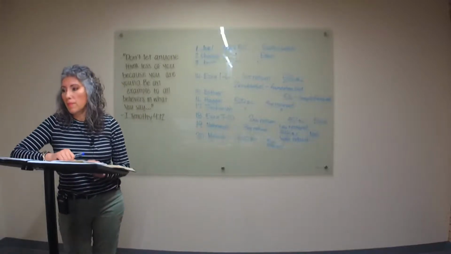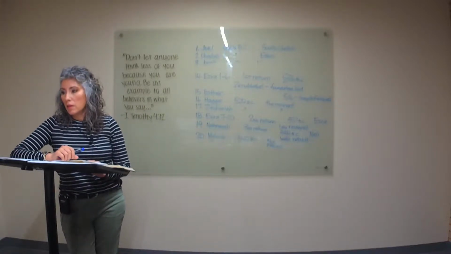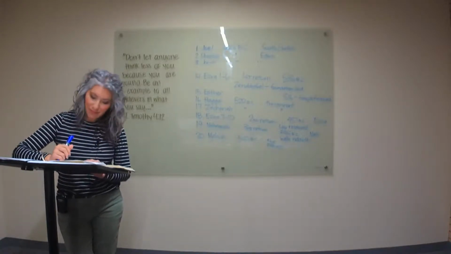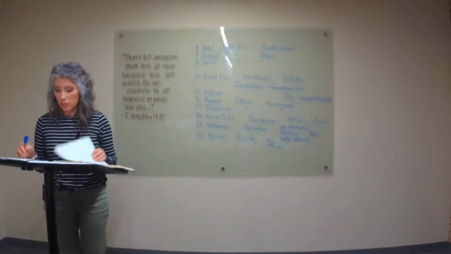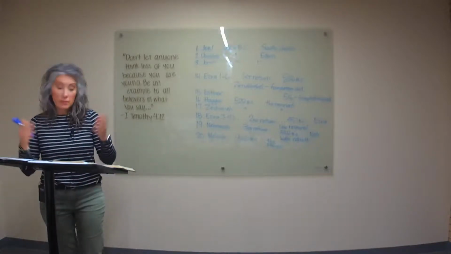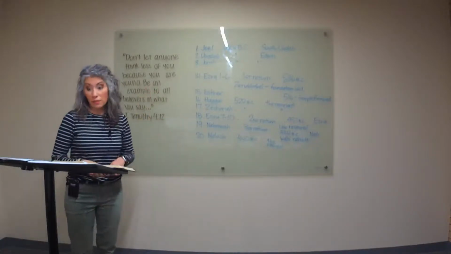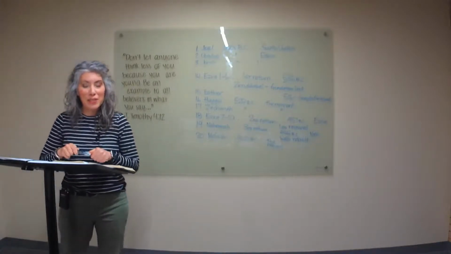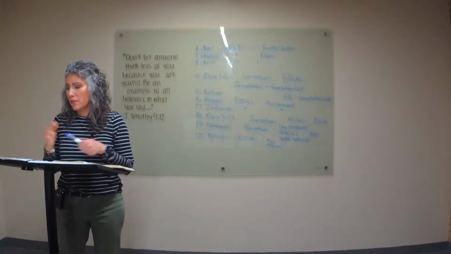What are they called? The Jacobites? Jacobes? Is that what it is? Maccabees? Maccabees. Okay. Maccabees. Thank you. Anyway, okay, so that closes out the Old Testament canon. Any questions about it? I know that's a lot of information. I think it's helpful.